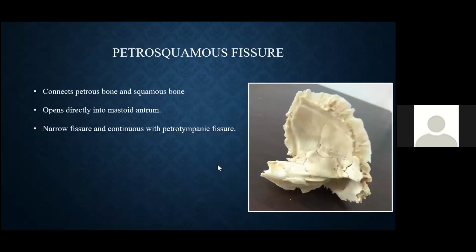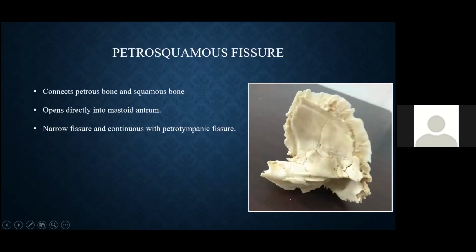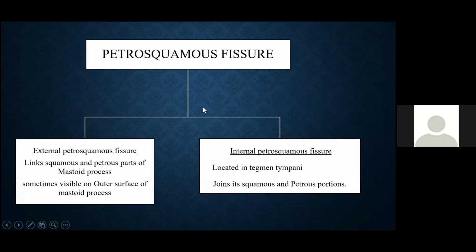The petrosquamous fissure, which we know is the endocranial fissure forming the fusion between the horizontal squamous temporal bone and the petrous bone, and they contribute to the formation of the tegmen tympani and tegmen mastoidale. And if we trace it medially, then it is also continued with the petrotympanic fissure. The petrosquamous fissure, we usually say it's an endocranial or internal fissure, but it can also be seen as an external one, and it is sometimes visible on the outer surface of the mastoid process.